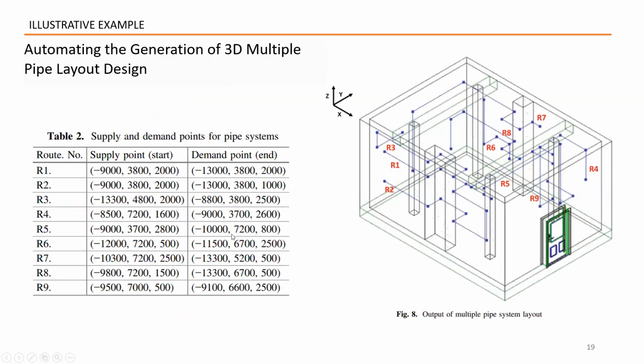This table shows a total of 9 routes to plan for the whole PEP system, and the supply points and the demand points reflect the initial nodes and the end nodes of the paths. This slide is the output of the 9 routes using the algorithm 3D A star, then SA for the global optimization.